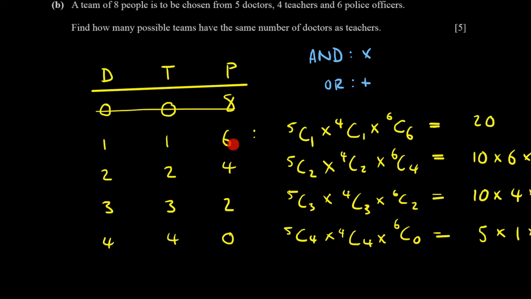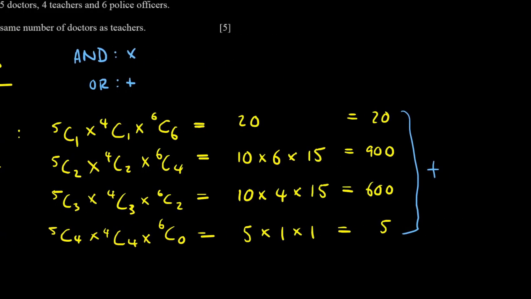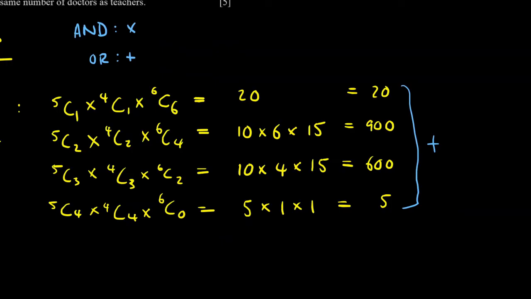1 doctor, 1 teacher, and 6 policemen, or 2 doctors, 2 teachers, and 4 policemen, or 3 doctors, 3 teachers, and 2 policemen, or 4 doctors, 4 teachers, and 0 policemen, right? So these represent 4 different cases. So we need to add up all the alternatives. And if we add that up, we're going to get 20 plus 900 plus 600 plus 5 is 1525. And that should be our answer.